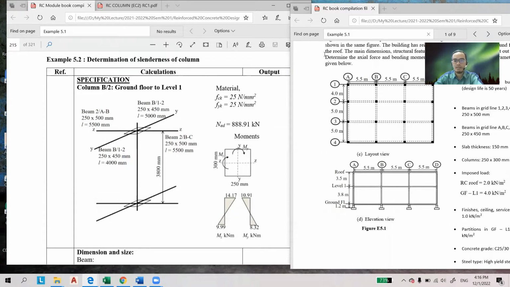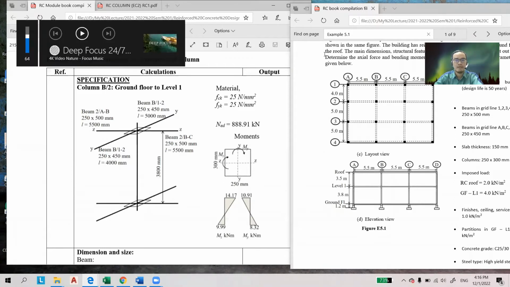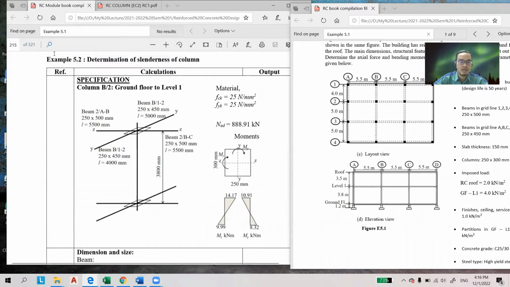Welcome back to our class, BAA 2213, Reinforced Concrete Design 1. For today's class, I will focus on Example 5.2 from the module book, which is the determination of slenderness of the column.